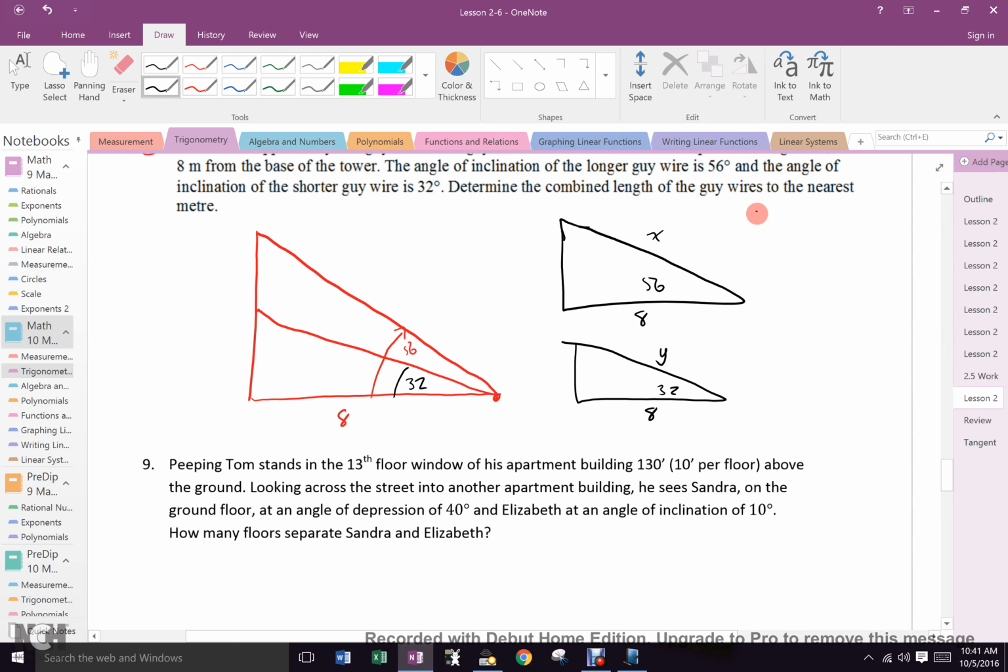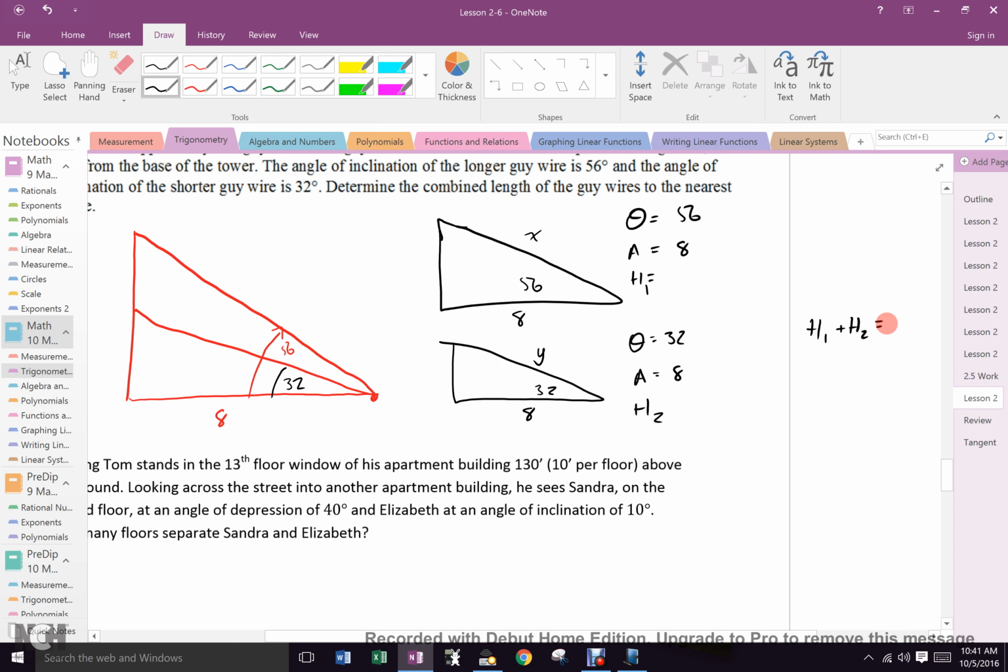Because do I have a theta here? What is it? 56, and I have an adjacent of 8, and I need a hypotenuse, yes? Do I have a theta here? What is it? Theta 32. I have an adjacent of 8, and I need a hypotenuse. And then what am I going to do with hypotenuse 1 and hypotenuse 2? Add them together. Hypotenuse 1 plus hypotenuse 2 equals.